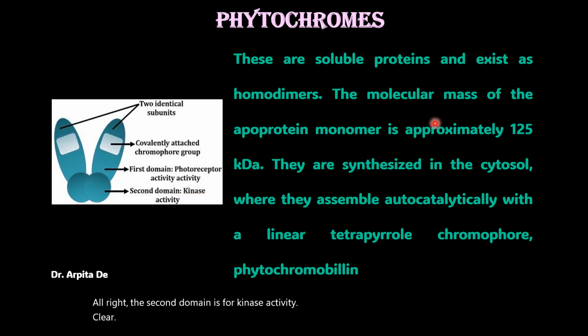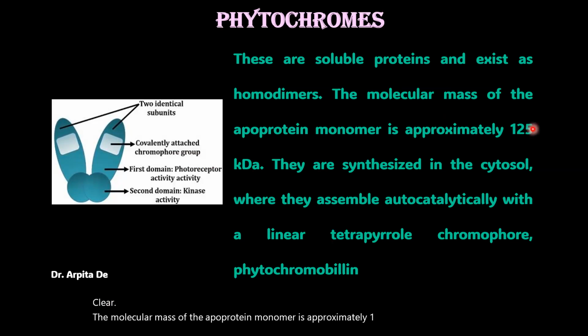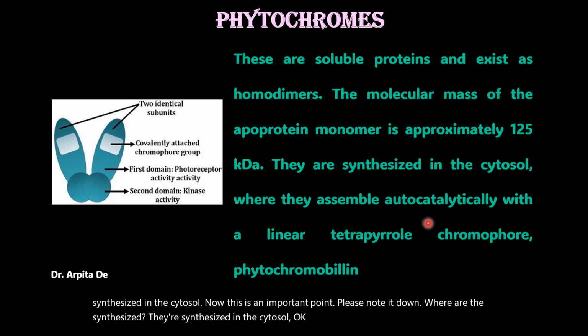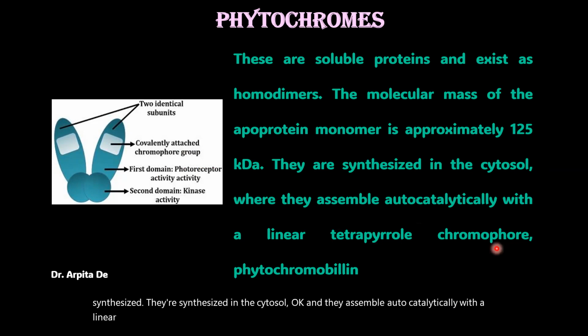The molecular mass of the apoprotein monomer is approximately 125 kilodaltons. They are synthesized in the cytosol. Now, this is an important point. Please note it down. Where are they synthesized? They're synthesized in the cytosol. And they assemble autocatalytically with a linear tetrapyrrole chromophore, which is the phytochromobilin. Clear?